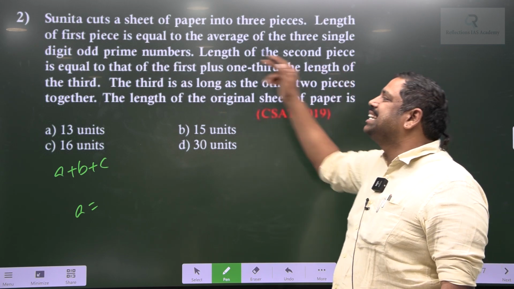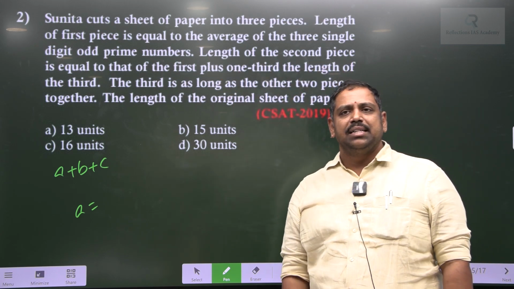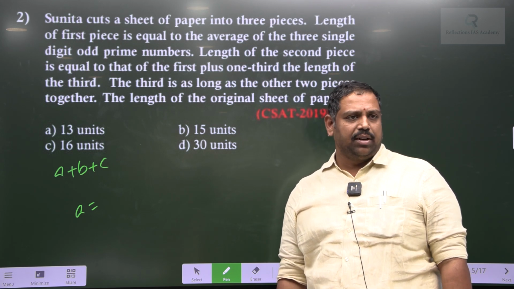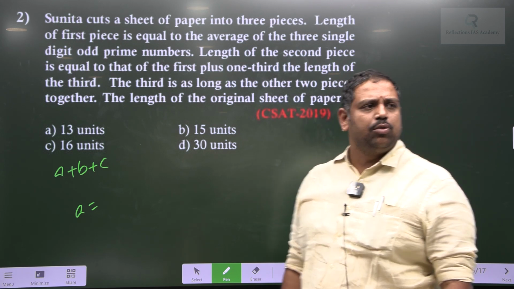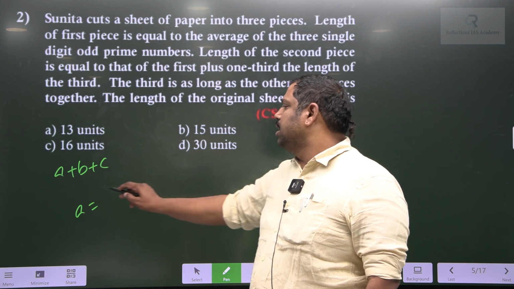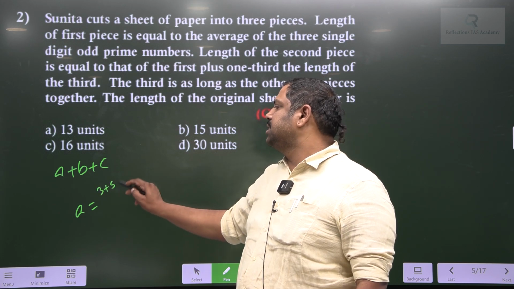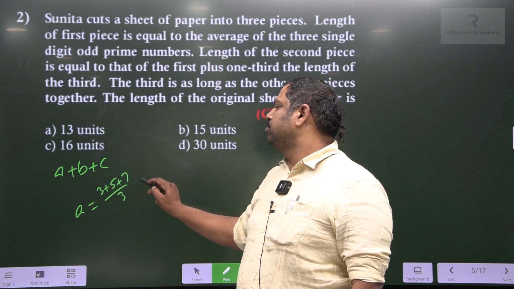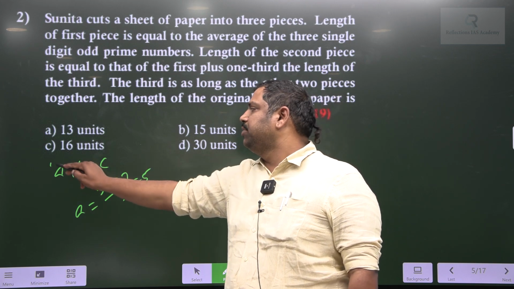Average of the 3 single-digit odd prime numbers. Single-digit prime numbers means 2, 3, 5, 7. In that, odd means 2 is not there. 3, 5, 7. Average, right? 3 plus 5 plus 7 by 3, you will get 5. So the first one is 5.